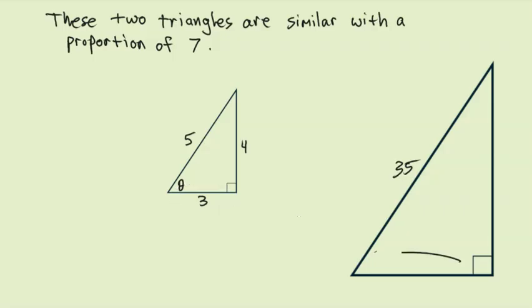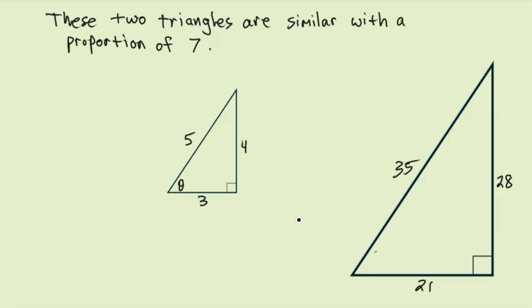And this leg down here corresponds to this leg. This is a shorter leg, and this is the shorter leg. So if we do 3 times 7, that's 21. And then this leg is the longer leg, okay? And this leg is 4 with a proportion of 7, so 4 times 7, that's 28. So the length of this leg is 28, okay?